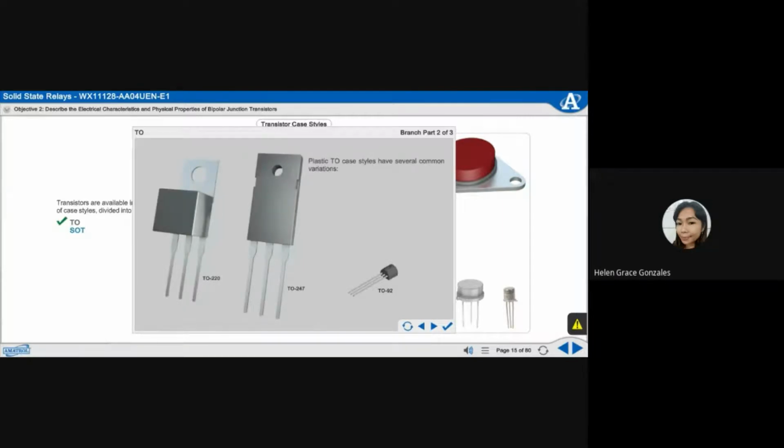Plastic TO case styles have several common variations. TO92 transistors have a small case. They can dissipate up to a few hundred milliwatts. A TO220 transistor is a power transistor package that can dissipate over 100 watts of power. A TO247 transistor is another power transistor package that can dissipate up to 250 watts.